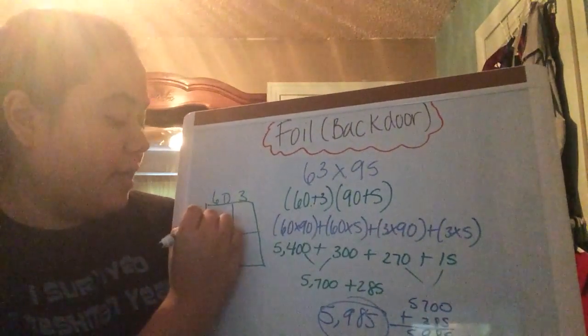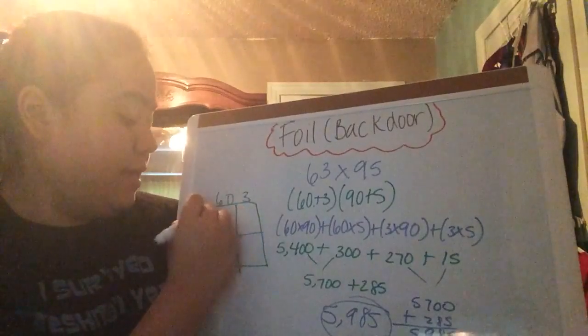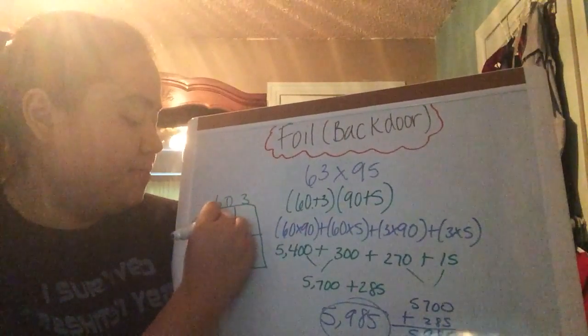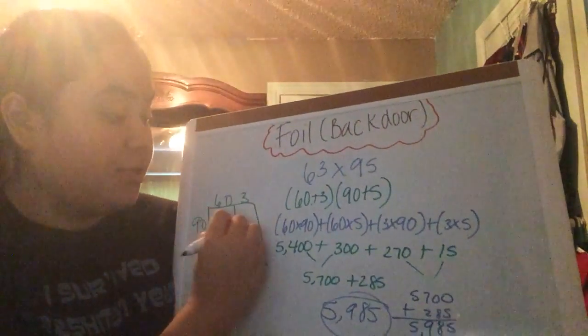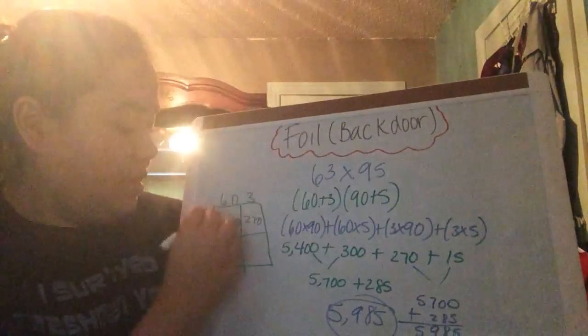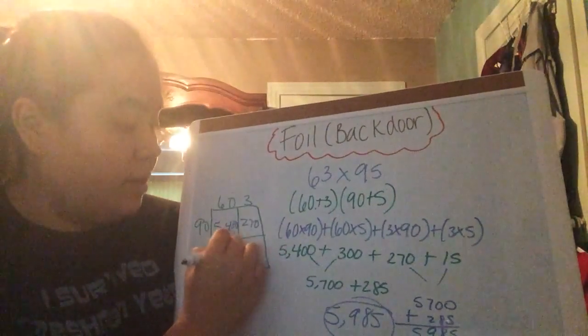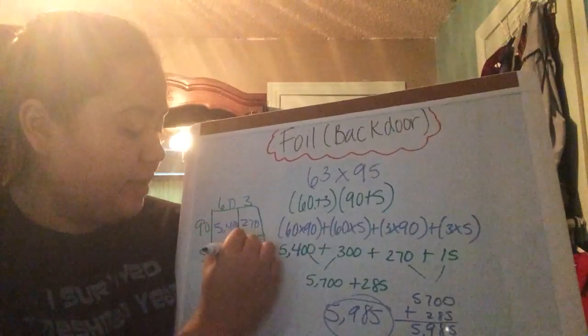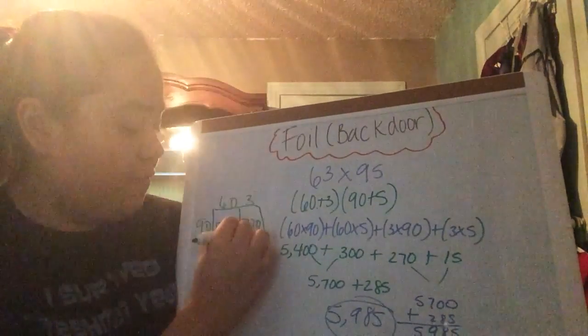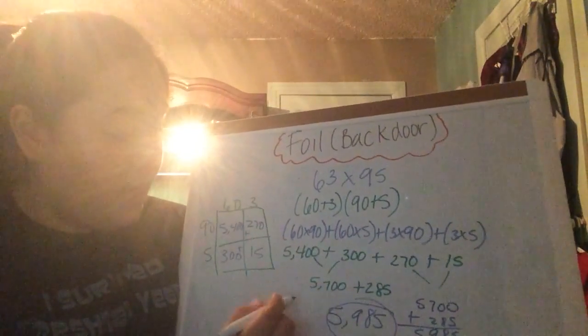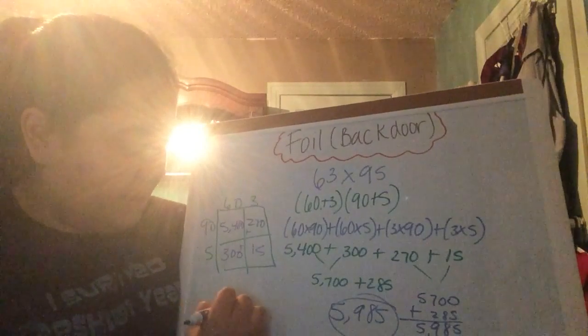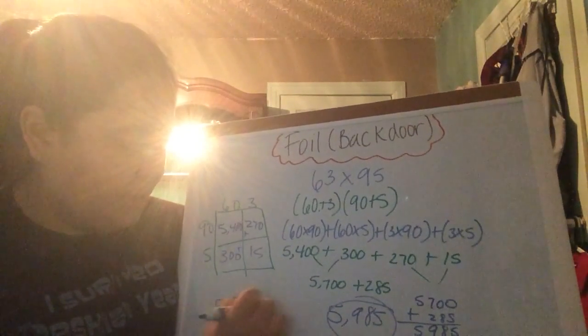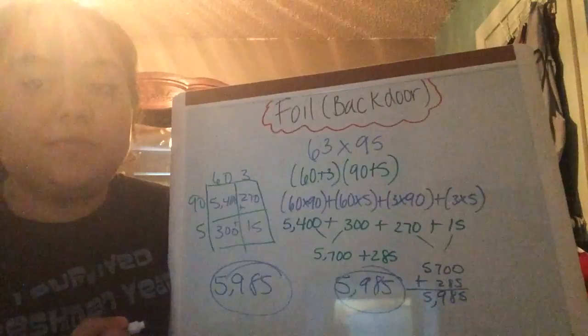So 60 times 90 is 5,400. 90 times 3 is 270. 60 times 5 is 300. And 3 times 5 is 15. And now that you have all 4 numbers, you just add them together. And when you add them, you're going to get the exact same answer. So that's how you do FOIL backward.